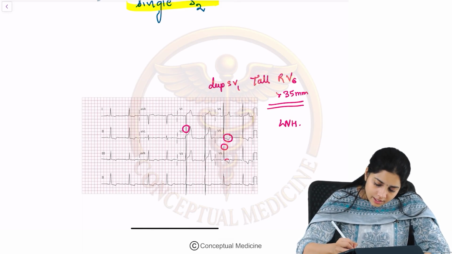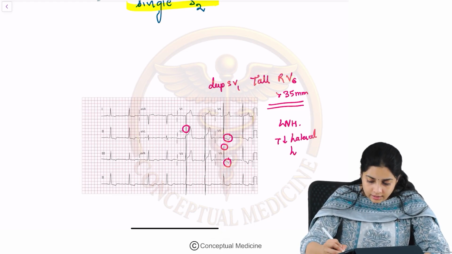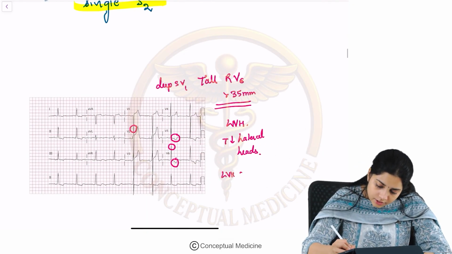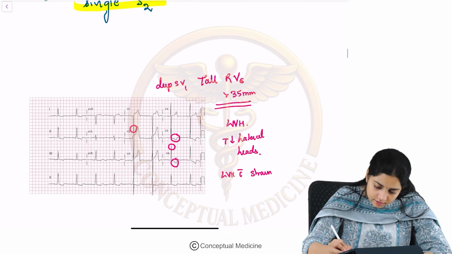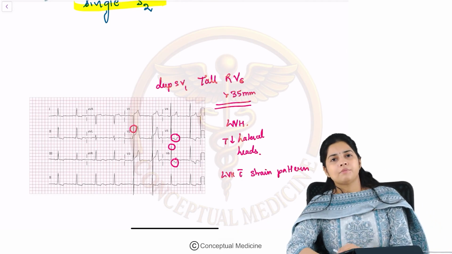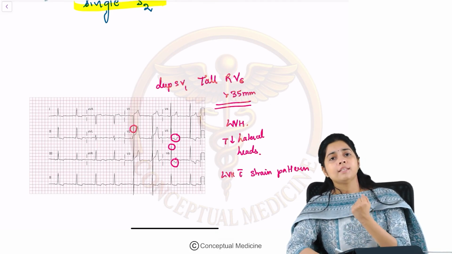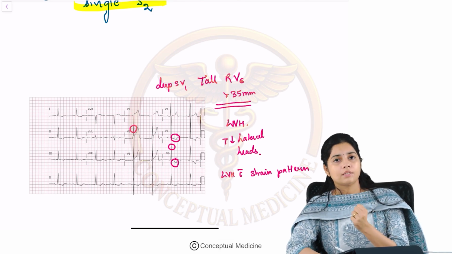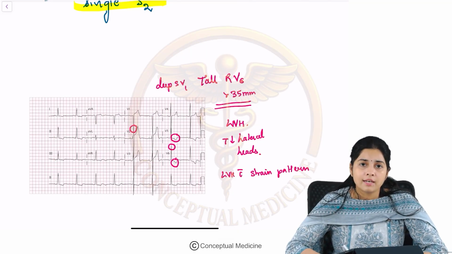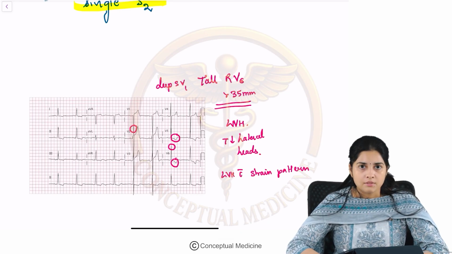Along with T wave inversions in the lateral leads, this is what we call the LVH with strain pattern. So what is the strain here? This is because of the chronic pressure overload state that is seen in aortic stenosis. You can find a strain. So this is your left ventricular hypertrophy with strain pattern which is seen in the ECG of aortic stenosis.